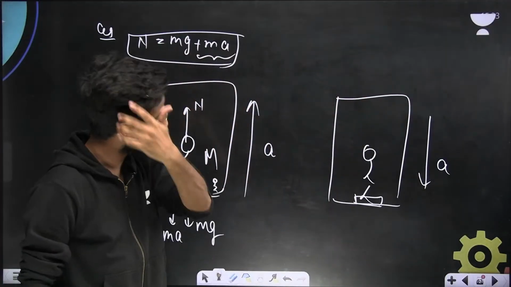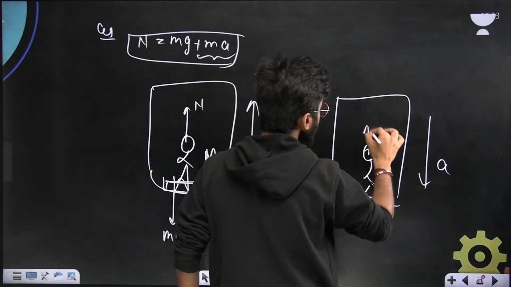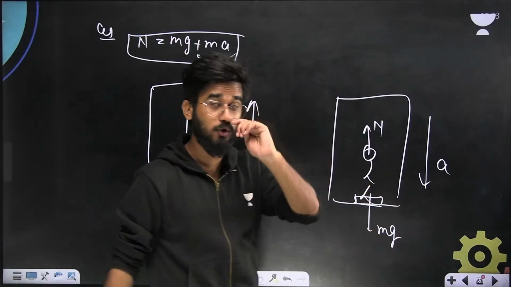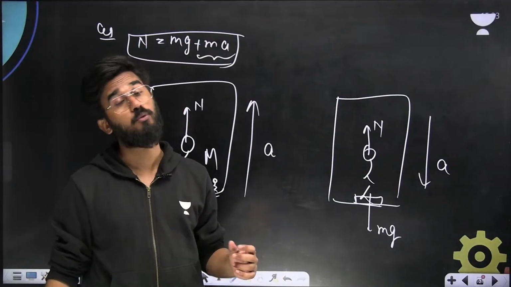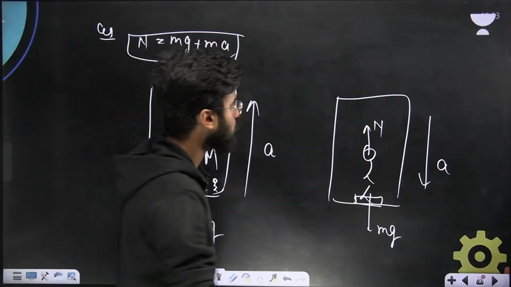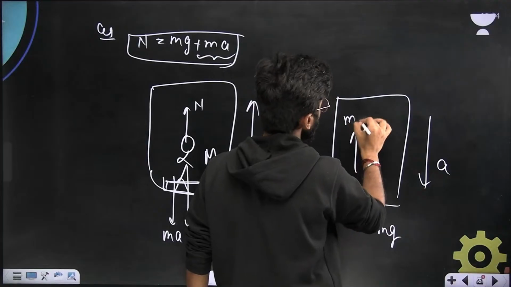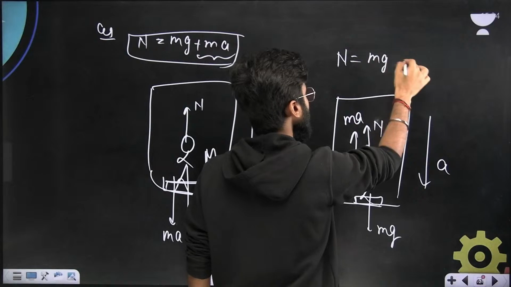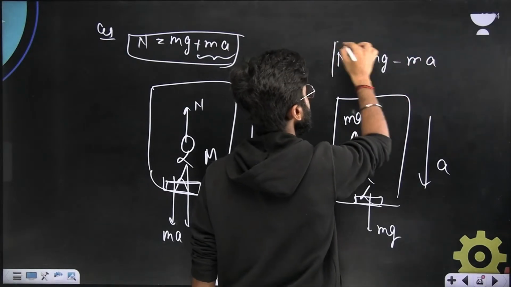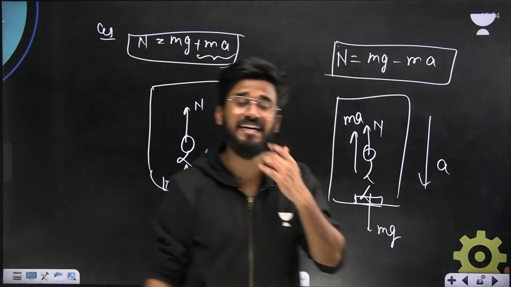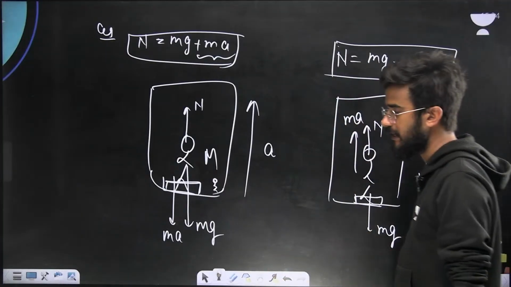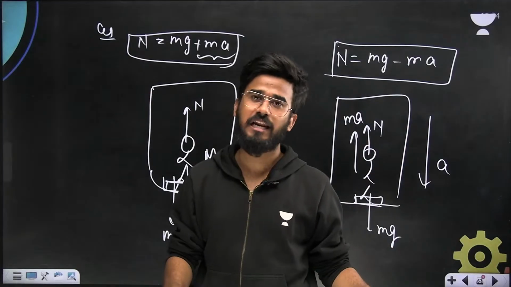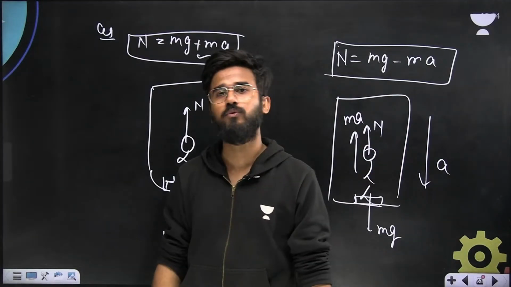But if you're going downwards, there is a normal in the upward direction and mg in the downward direction, but what changes is that the pseudo force is always opposite to the direction of acceleration of the non-inertial frame, meaning the pseudo force is now acting in the upward direction, ma. Now we can write that the normal is equal to mg minus ma. So there is a negative factor of minus ma in mg. That's why you feel light when you are going downward in the elevator. So this is about the pseudo force.